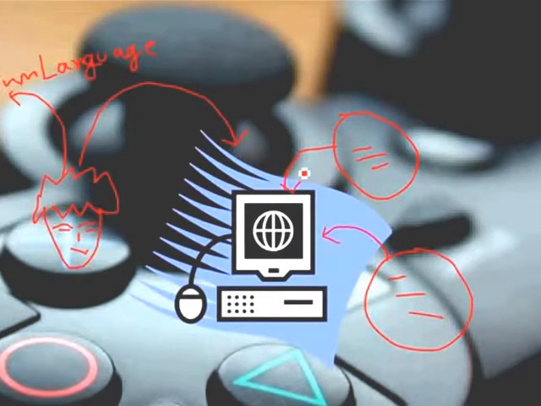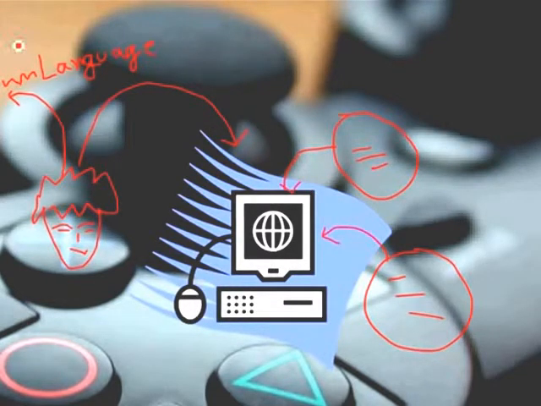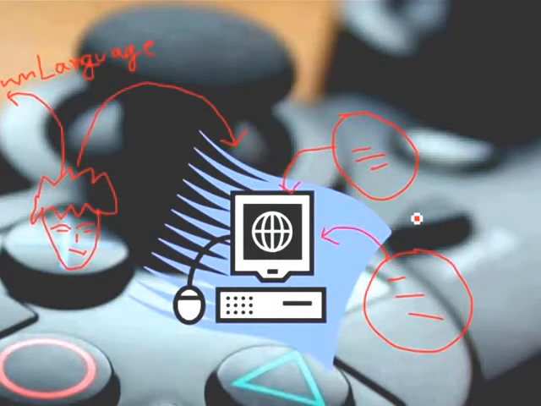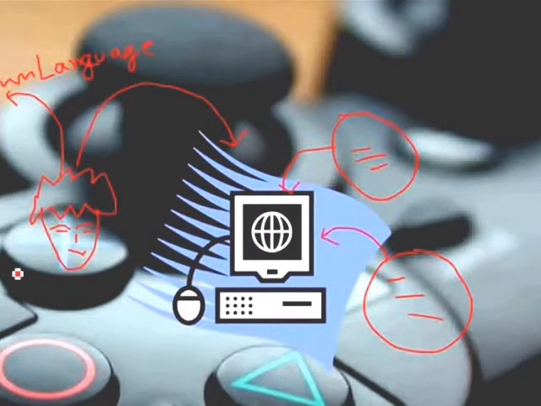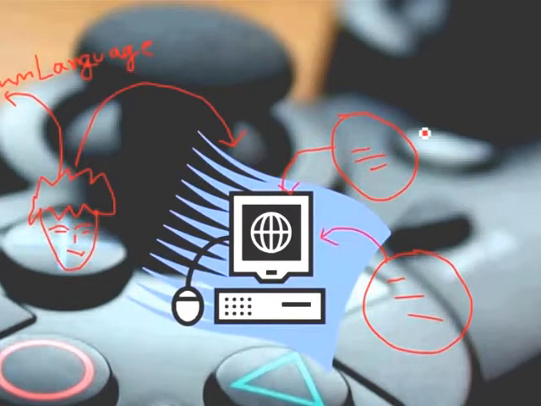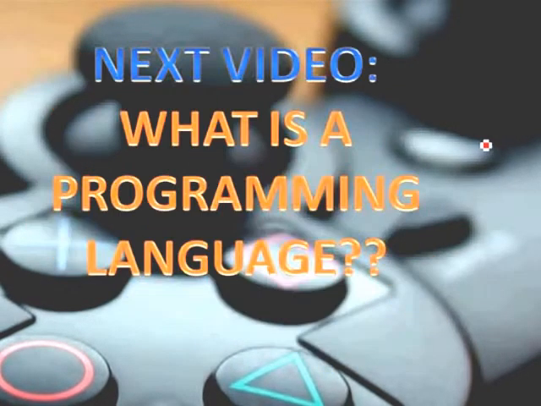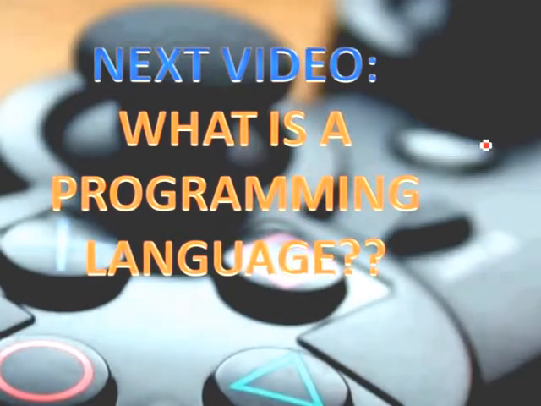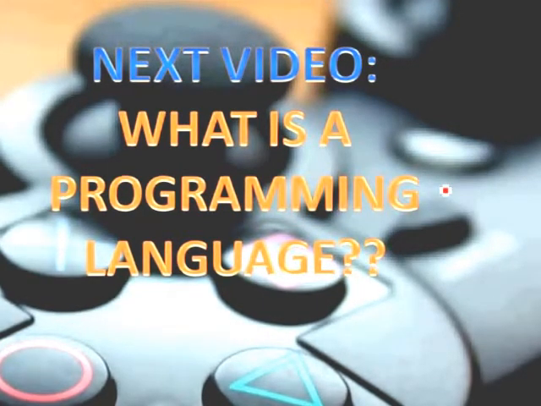In this video we showed what a computer program is and how we can give instructions to a computer, and in the next video we'll show what the languages are and how we can learn the languages the computer can understand. In the next video we're going to talk about what a programming language is, and this is going to be really useful for you.